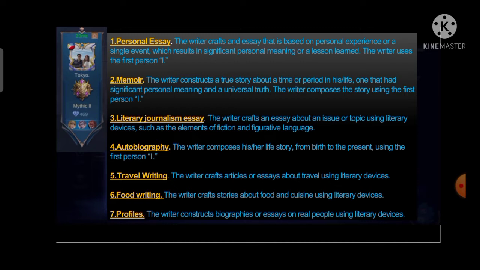In writing a profile, first know the subject, their personality, and interests. Then, research other information about the person and choose a theme that suits your subject. You can also interview the person and the people surrounding him or her.